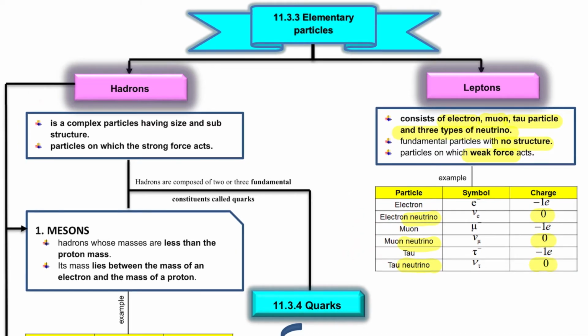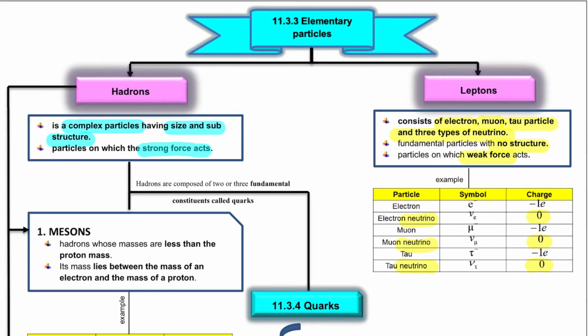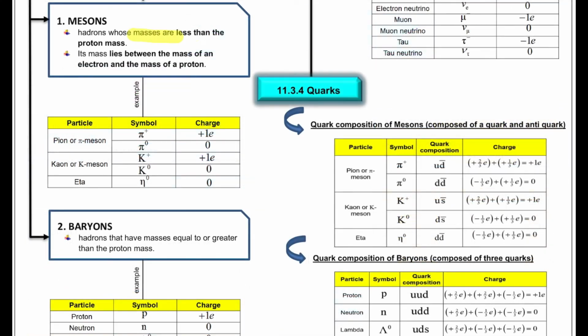The second type of elementary particles is hadrons. They are complex particles that have size and substructure, and the strong force acts on each of them. For your information, hadrons are set apart from leptons because they are composed of 2 or 3 fundamental constituents called quarks, and are separated into 2 categories, which are baryons and mesons.